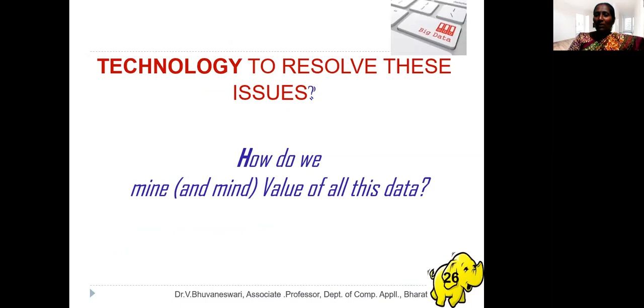And shall we look again at the technologies to resolve these issues? How do we mine value from this data? Again, why is this elephant coming back to us all the way? Do you have an answer? Yes, we have an answer.